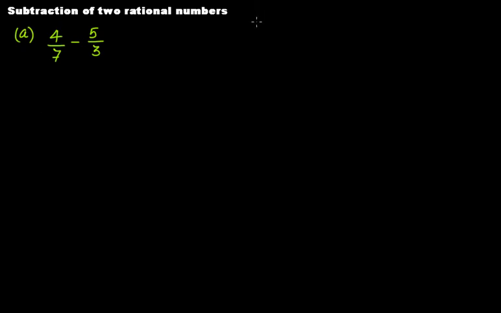So the first step is to find the LCM of the denominators of both the rational numbers. In this case, we have 7 and 3. So the LCM of 7 and 3 is 21.